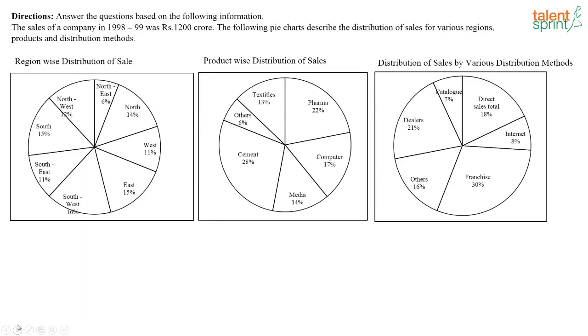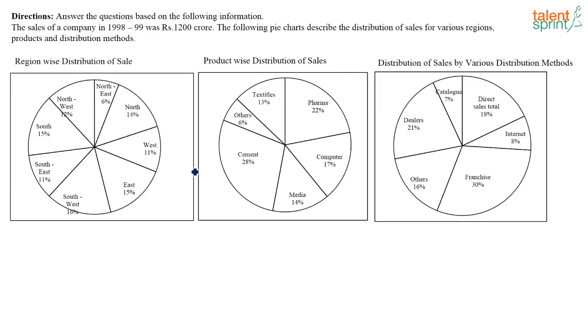So this is the next set of data interpretation. So what is given here? Answer the questions based on the following information. The sales of a company in 1998-1999 was 1200 crore. The following pie charts describe the distribution of sales for various regions, products and distribution methods. Region wise distribution of sale, product wise distribution of sales, and sales by various different methods. So this is what is given. Based on this, you have to answer the questions that follow.